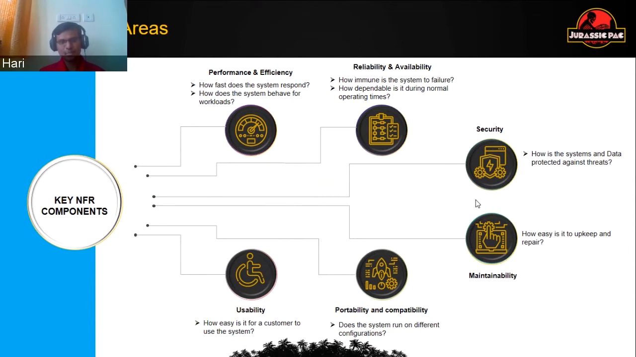Performance and efficiency is the one primary area. I think the objective here is to validate how fast the system responds, right? And will the system be able to handle additional workload without any challenges, right? So those are the key things that are probably covered under performance and efficiency. The second key NFR component is reliability and availability, right? So how immune is the system to failures, right? And will the application be available during my normal business hours? Some of the key things that will be addressed as part of the reliability and availability NFRs, right?